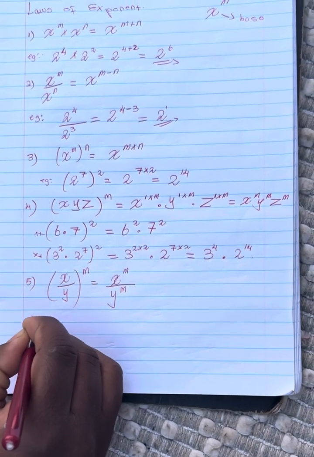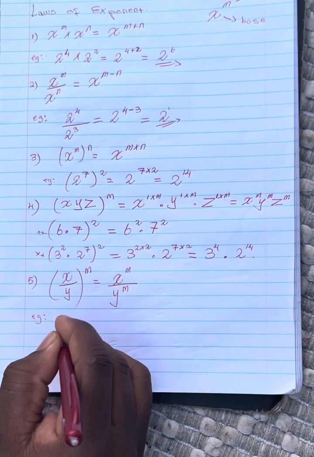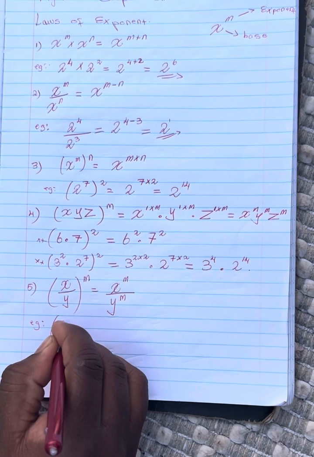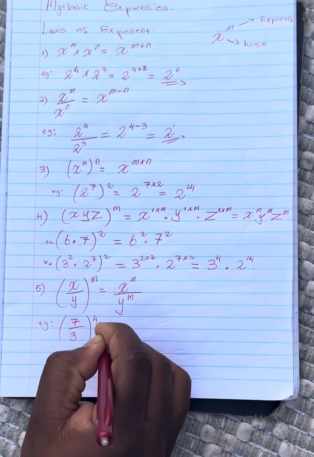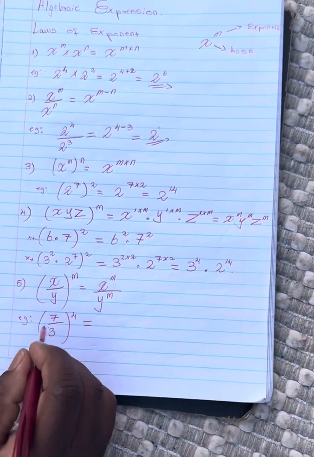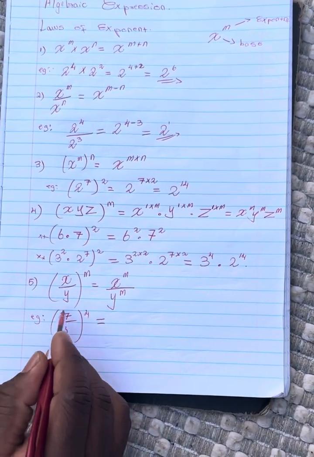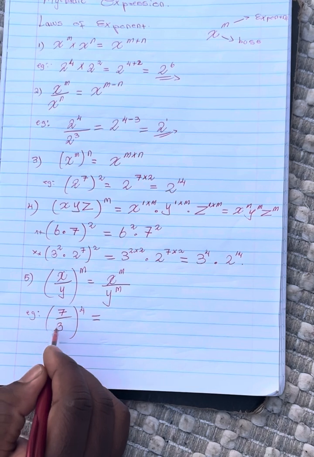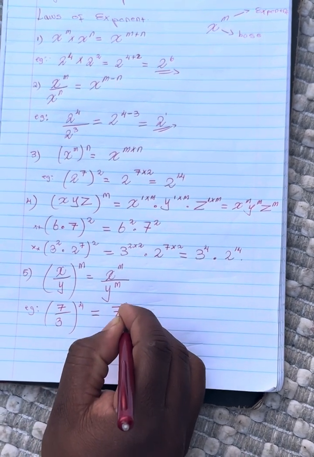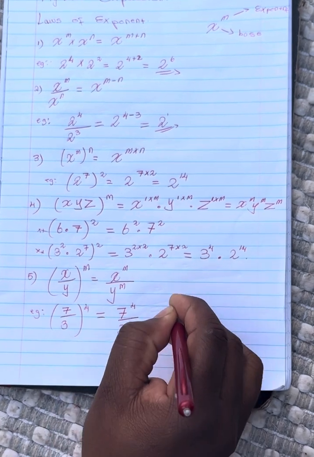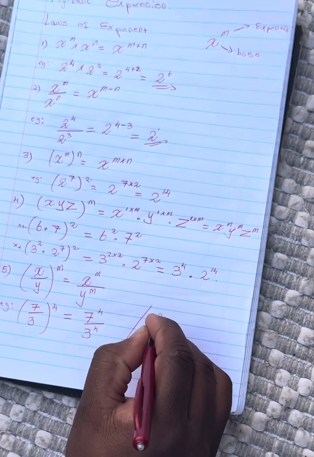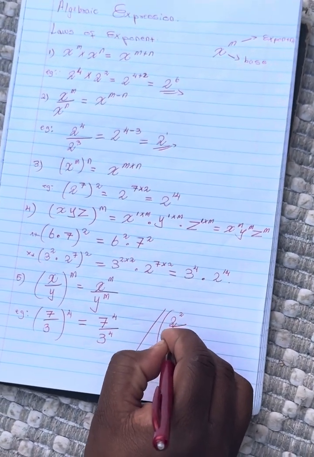An example can go as, let's say you are given 7 over 3, all raised to the power of 4. The answer will be what? Because everything inside the bracket is raised to the power of 1, you'll have to say 7 to the power of 4 over 3 to the power of what? 4.